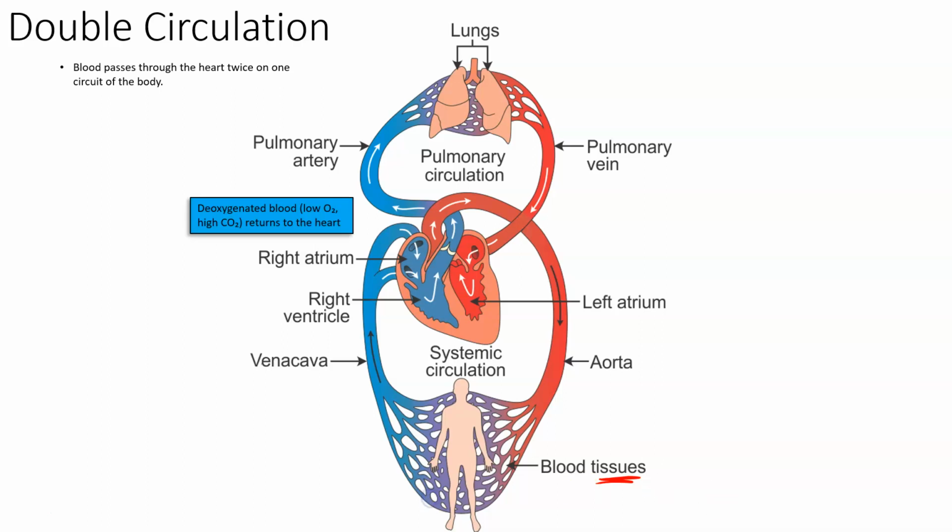So if we look at this, again, we are starting on the right atrium, the right side of the heart, which again is on our left, with deoxygenated blood.